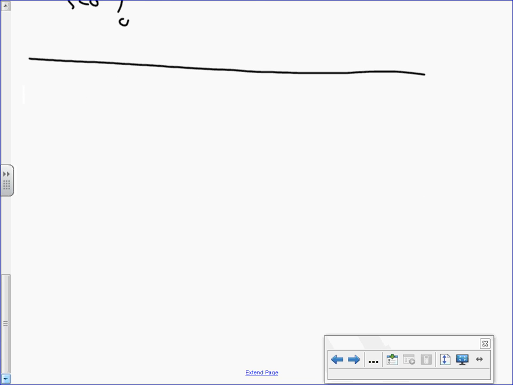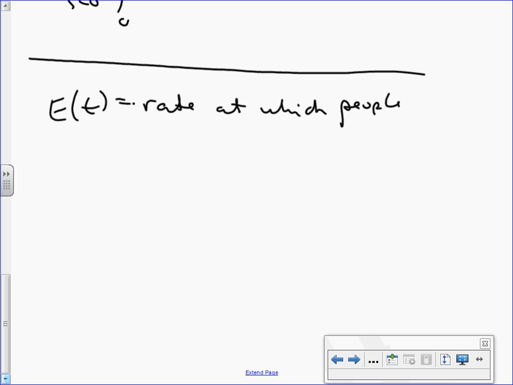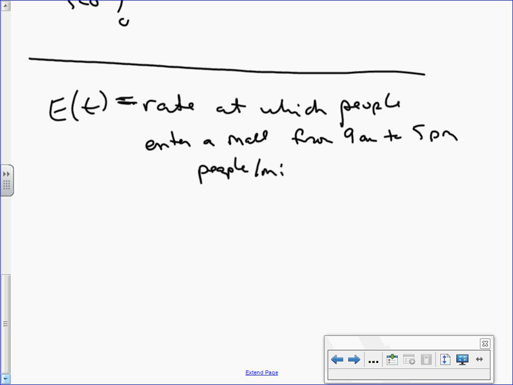Let's suppose that I give you E of t, and I tell you that that's the rate at which people enter a mall from 9 a.m. to 5 p.m. I'm going to give you some function, and this is a rate of change, the rate at which people are entering the mall. The units on this are going to be people per minute.